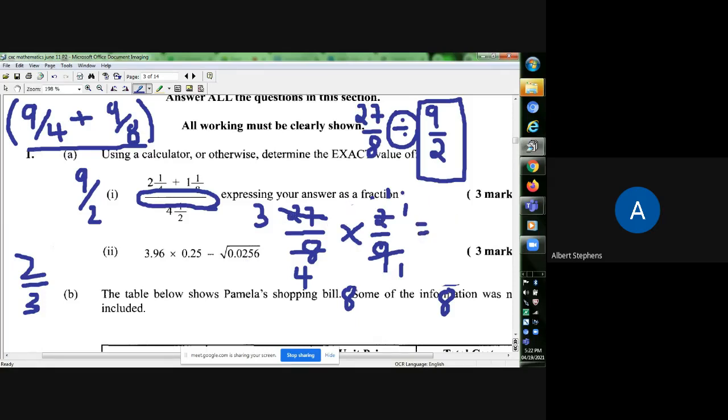When nothing else can cancel, you multiply across. So 3 times 1 will give you 3. And 4 times 1 will give you what? 4. So the answer is actually what? 3/4. All right. So unfortunately, the 2/3 is incorrect.